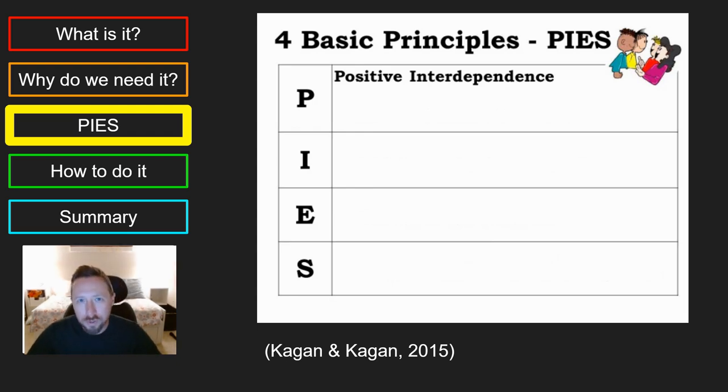So in order to implement cooperative learning in the science laboratory, we have to think about the framework PIES. Now, PIES stands for Positive Interdependence, for P, and in positive interdependence, we have to think about, are all students on the same side? Are all students working together in order to accomplish a common task?